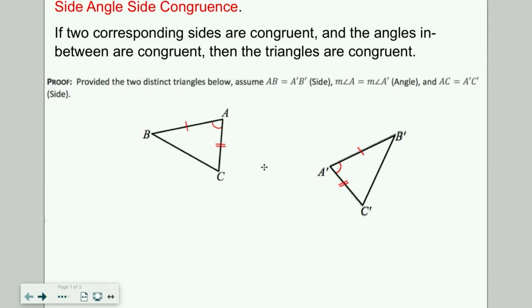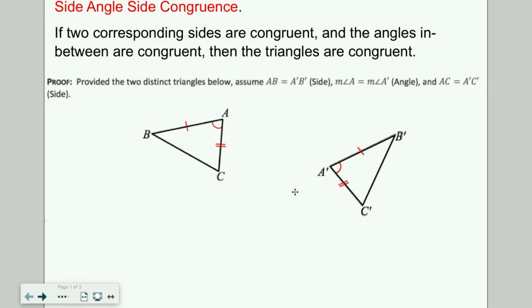Hello, wonderful people. So today we're going to be talking about side angle side congruence. We know what congruent means, and we're going to be applying that to side angle side. So let's read the definition. If two corresponding sides are congruent and the angle in between are congruent, then the triangles are congruent. Okay, so what is that definition actually saying?